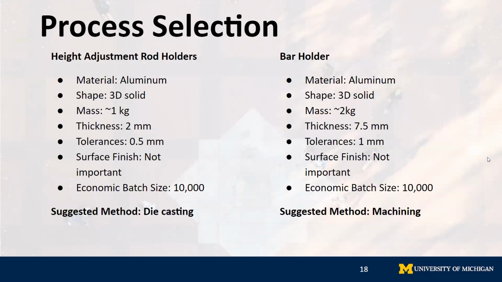For the height adjustment rod holder and the bar holder, based on the product specs such as material, shape, and batch size, we use the various process selection charts to narrow down the possible manufacturing processes. For the height adjustment rod holders, we recommend using die casting to produce a part as opposed to sheet metal working in the original design. For the bar holder, the recommended manufacturing process is machining as opposed to extrusion and sheet metal working along with the welding step in the original design.